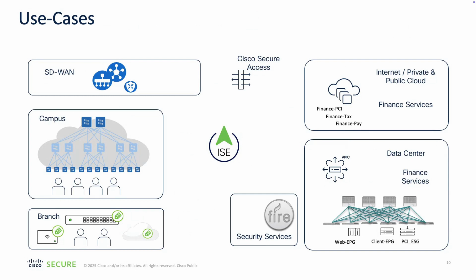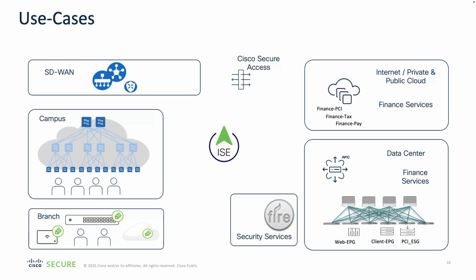So some use cases then. Let's start on the bottom right. We have our on-prem data center here with ACI. And just to the left of that, we've got firewall devices. They may be front-ending the data center, for example, or anywhere else in your campus. And the top right there, we could have the internet or private public cloud. And for traffic entering private public cloud and internet, we may want to go through our Cisco Secure Access solution.